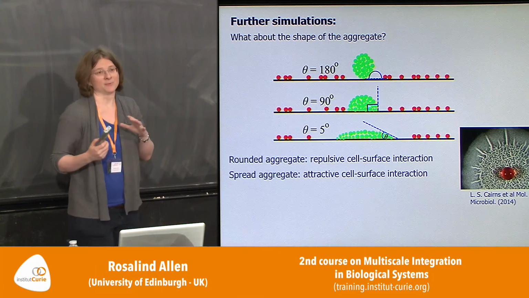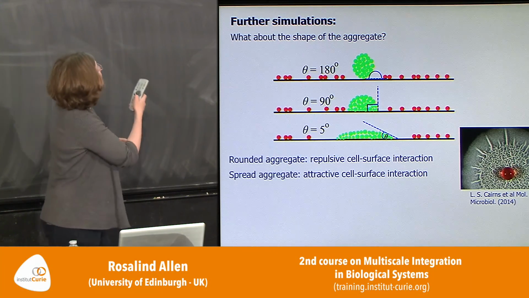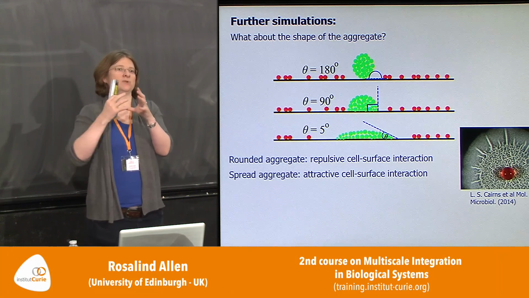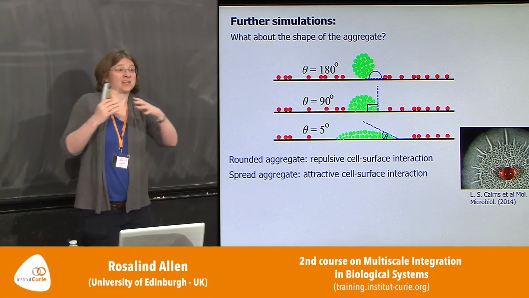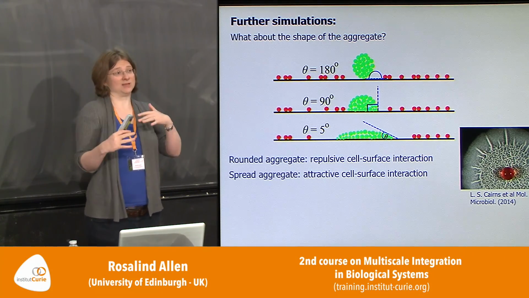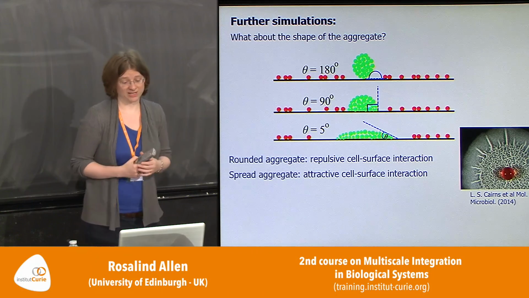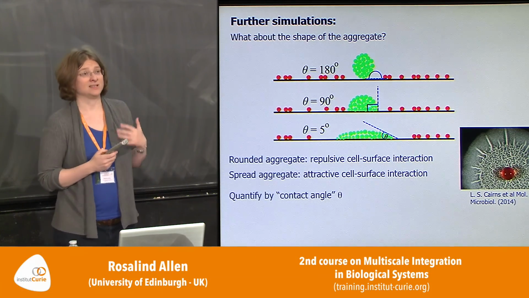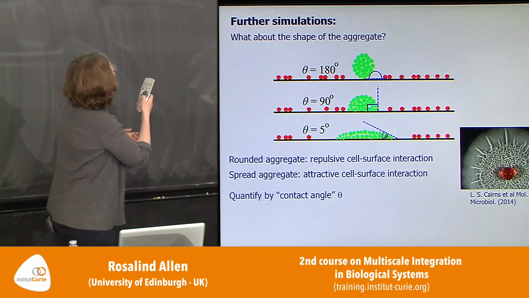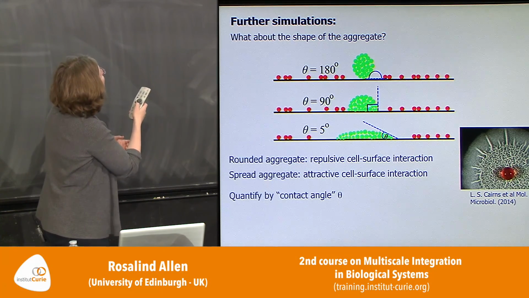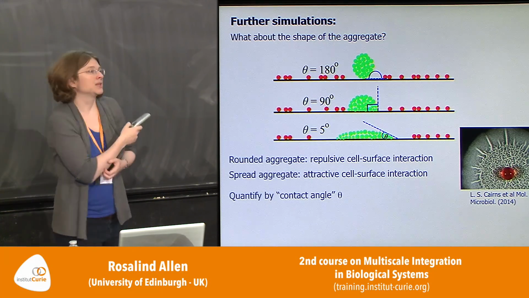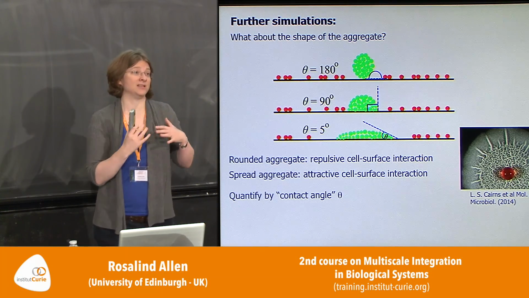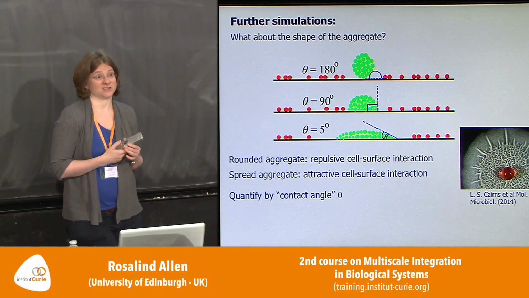And we suppose that how that might happen in reality is that in the rounded aggregate, you might have a repulsive interaction between the bacteria and the surface, which is what makes it rounded. Whereas in the spread case, you might have an attractive interaction between the bacteria and the surface, which is what makes it spread out. And actually, Gavin quantified the shape of these aggregates in his simulation using this angle theta, which you can see here. It's called a contact angle, and it's widely used in soft matter physics to describe interactions between soft matter and surfaces.